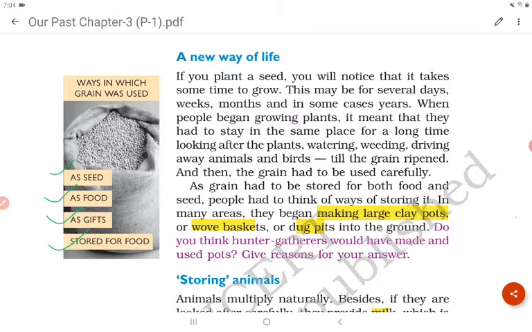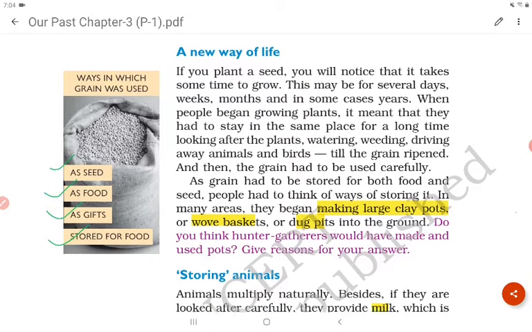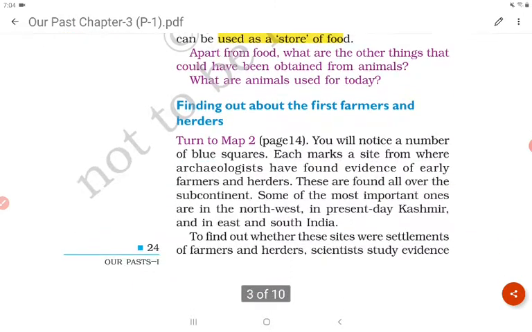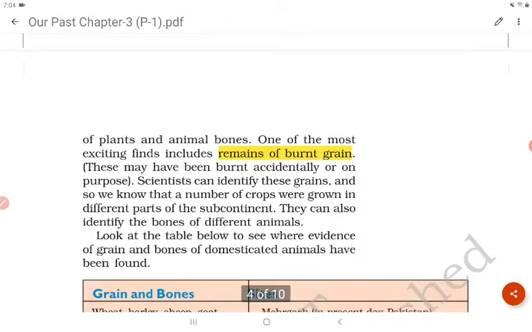In many areas, they began making large clay pots or wove baskets or dug pits into the ground. Besides, if they are looked after carefully, animals provide milk, which is an important source of food, and meat whenever required. In other words, animals that are reared can be used as a store of food. One of the most exciting finds includes remains of burned grain.